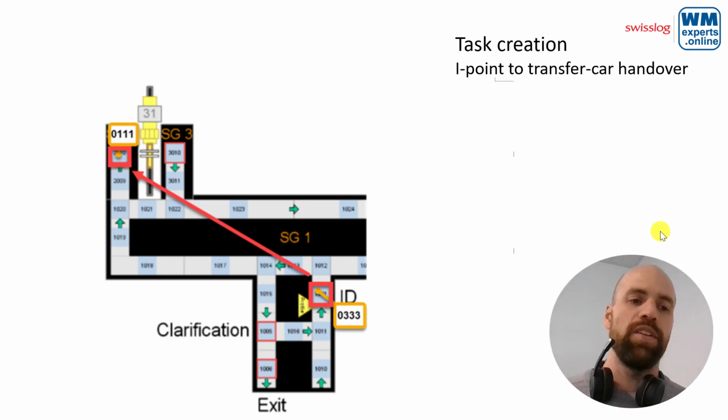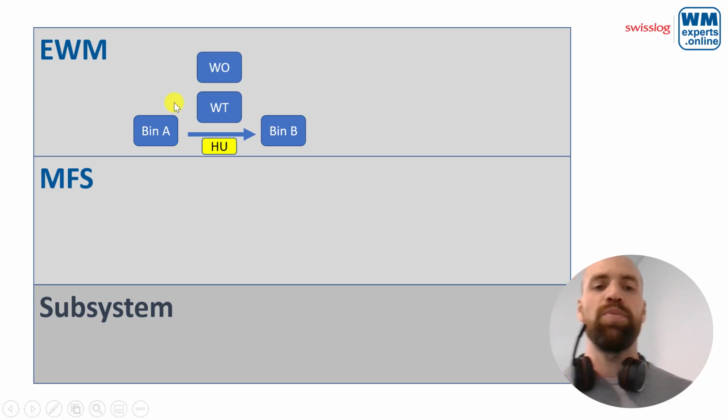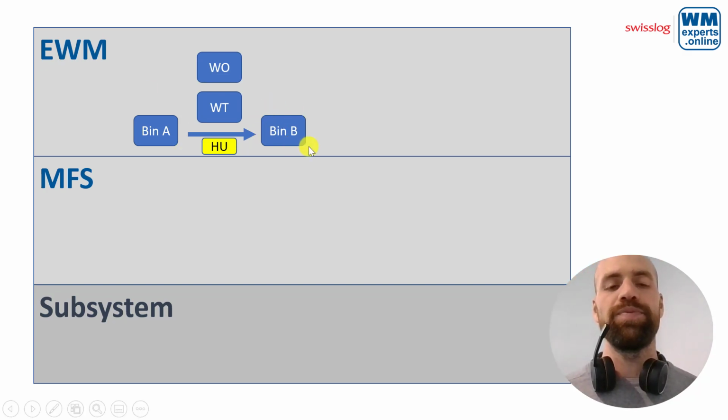First of all, in EWM, we simply create a warehouse task from this bin to this bin. So in EWM, we have bin A and bin B. And bin A is the one where the HU is sitting right now. That was highlighted in the previous picture. And bin B is where we want to go.